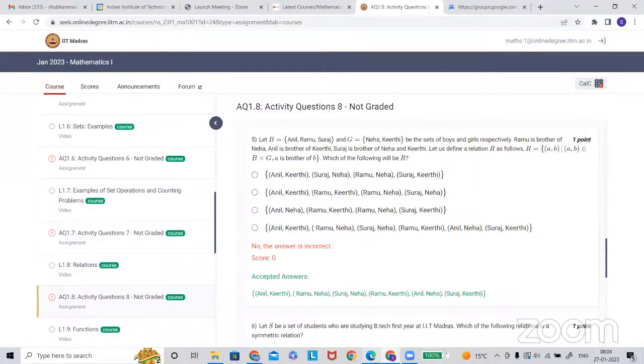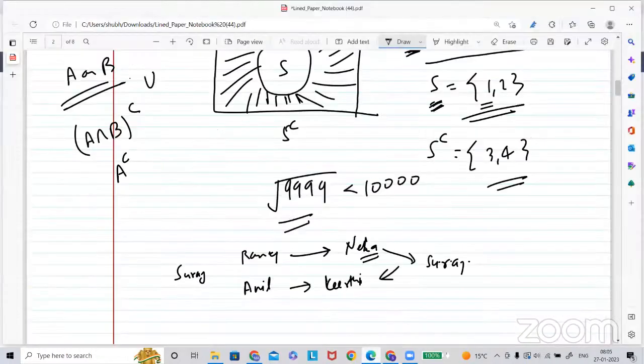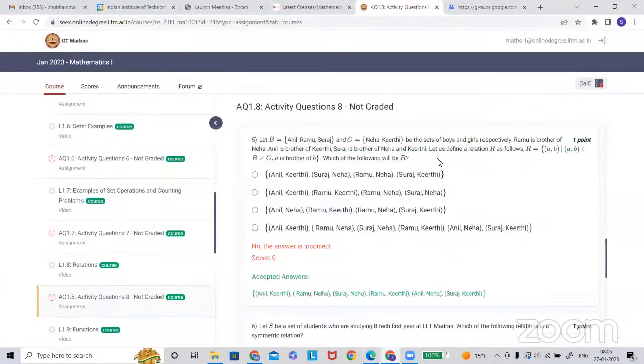Yes, the question is correct. I'm just maybe confused. Somebody can tell it, sir. Sir, can you open the question first? We have to take it as a Cartesian product of B and G because they have already defined a relation. They have given this just as an example, like Ramu is a brother of Neha, Anil is a brother of Kirti. We don't need to take it as a logical reasoning question. We have to take it as a proper Cartesian product question.